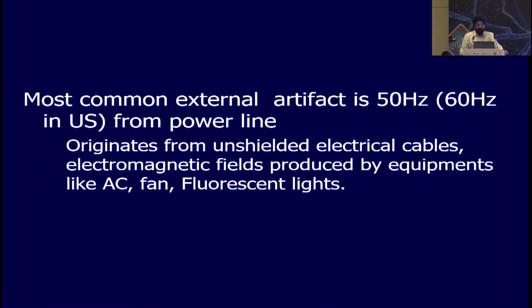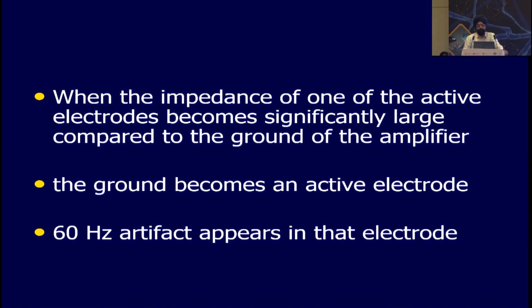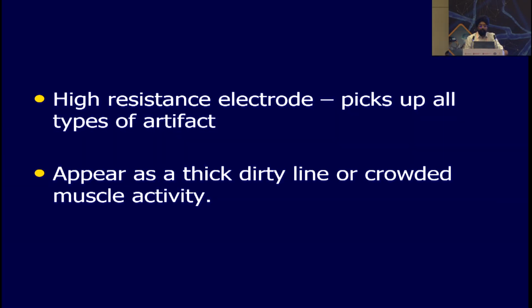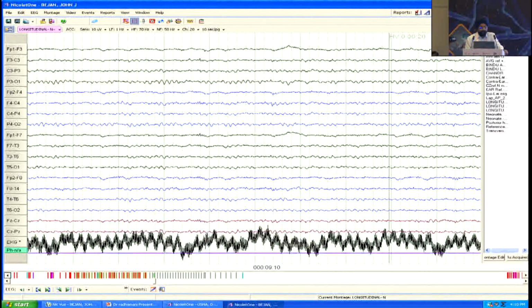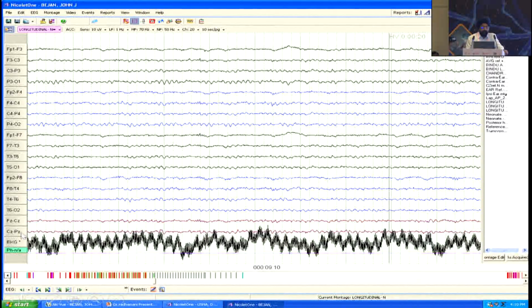Most common external artifact is 50 Hz artifact from the power line. It originates from unshielded electrical cables, electromagnetic fields produced by equipment like AC, fan, lights. So when the impedance of one of the active electrodes becomes significantly large compared to the ground of the amplifier, ground becomes an active, and then you can have this artifact coming into the picture on EEG. So it is because a high resistance electrode picks up all the types of artifact, appears as a thick dirty line or crowded muscle activity.